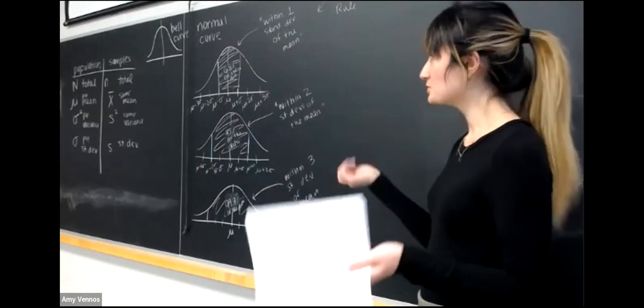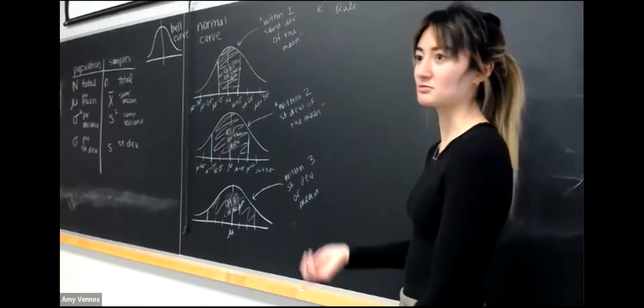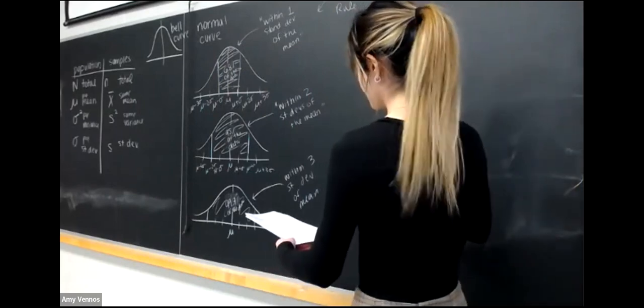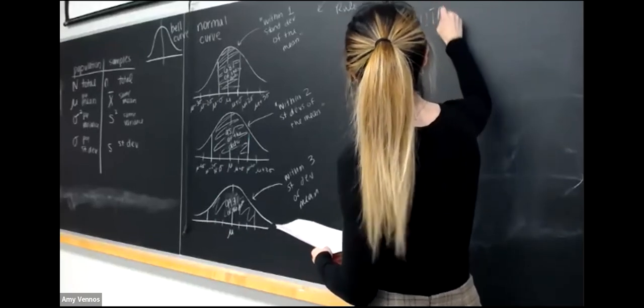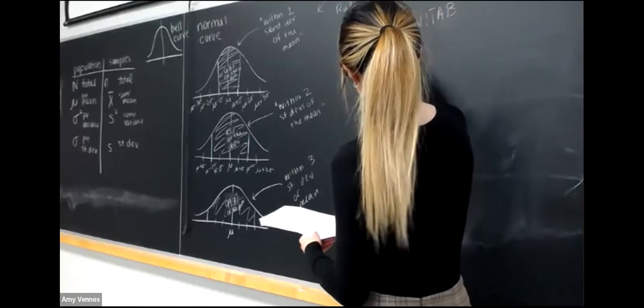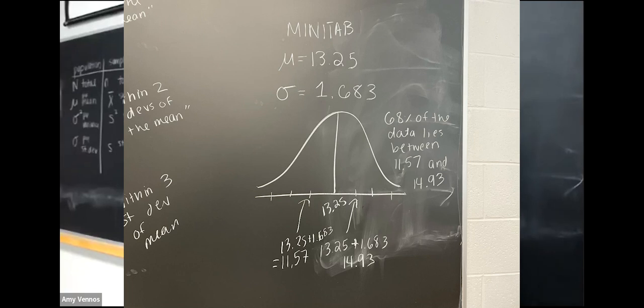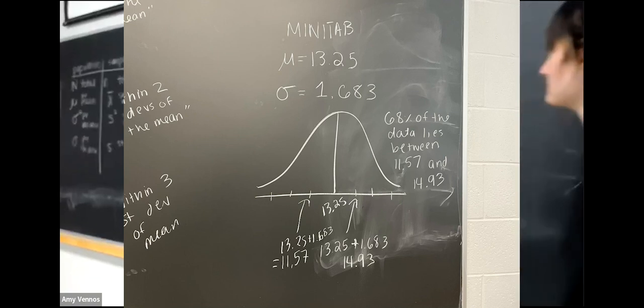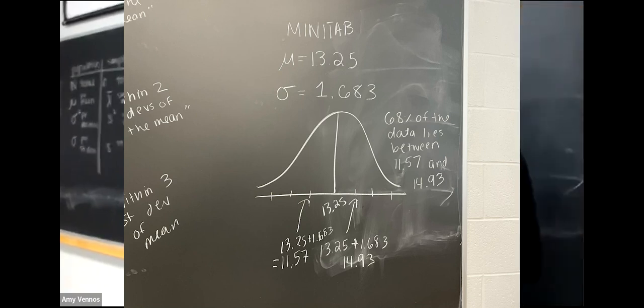What you could do if you were given this on a Minitab homework is you could literally just find the mean, find the standard deviation. I'm kind of lazy, so I use Minitab. And I found out that the mean is 13.25 and the standard deviation is 1.683. So I just used Minitab to find those two numbers because I was a little bit lazy. We want to describe the data using the empirical rule.